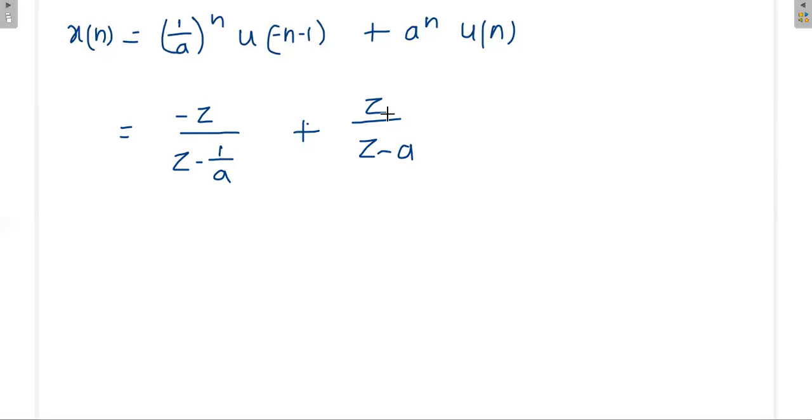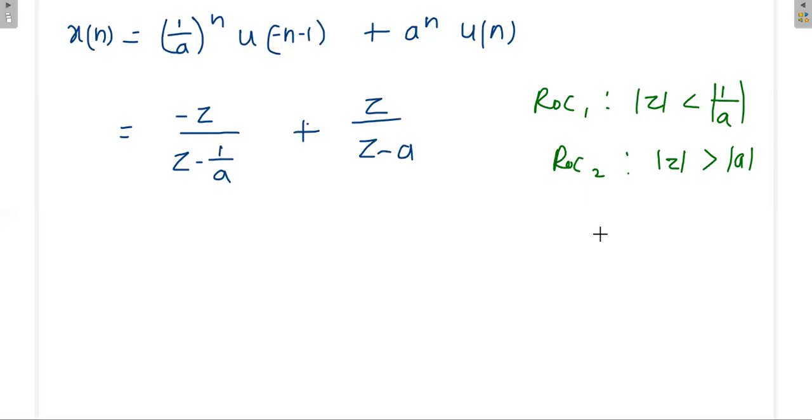How to proceed further? We have to discuss the ROC also. What about ROC1? It's very simple. As it is a left-sided signal, ROC is inside the circle with radius 1 by a. Mod z is less than 1 by mod a. What about ROC2? This is the right-sided signal, so mod z is greater than mod a. What is the common ROC here? Common ROC is mod z greater than mod a, but less than 1 by mod a. Then we'll simplify this.